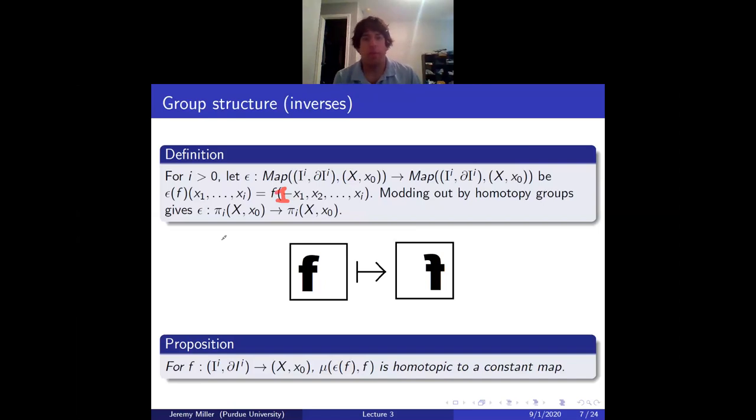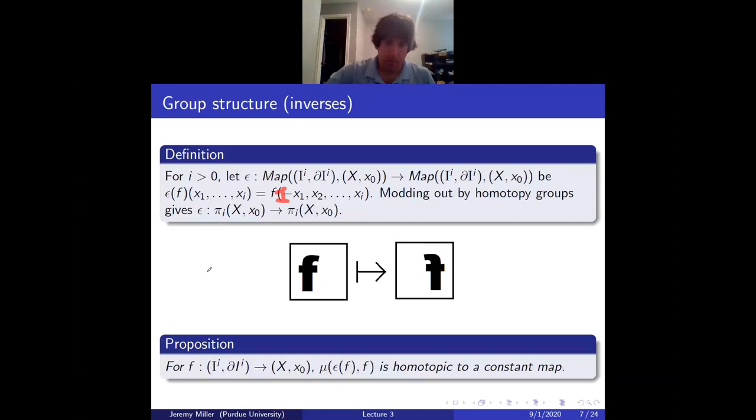So you flip the x1 coordinate, leave the other coordinates the same. That's the formula for the inverse. So epsilon is this map on mapping spaces, and what does it do? It just sends a function to the function accepting flipped values on the first coordinate. Yeah, and so modding out by homotopy gives a map, and this is the identity.